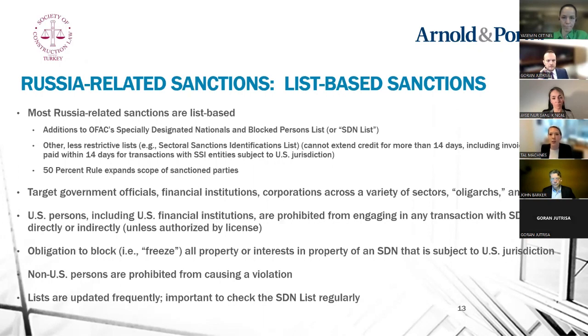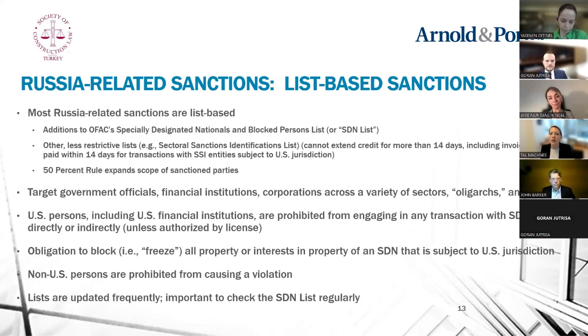First of all, there are some lists that are less restrictive than the SDN list. We have an example up here, the SSI list. For the SSI list, the prohibitions are really about debt and equity. They say that if a party's on the SSI list, you cannot extend credit of more than 14 days maturity to that party. So it's a lot more narrow than the SDN list. Some activity is still allowed with SSIs. You just can't implicate this debt or equity prohibition.